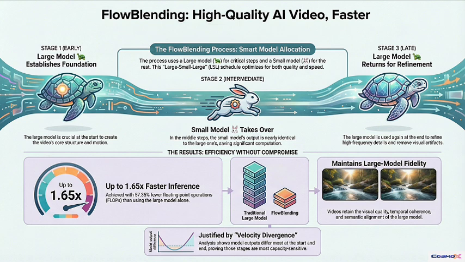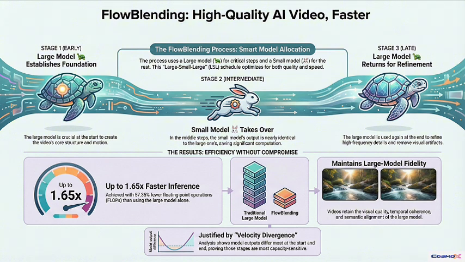The schedules they tested that start small, which they call SLL, they often just completely ignore the text prompt. So, like, you ask for a jellyfish in the ocean and you just get a blob. A blurry, misaligned blob, yeah. The large model is essential right there at the beginning to set the alignment. Got it. So the big gun sets the scene.